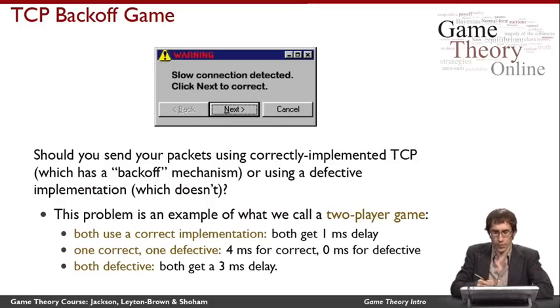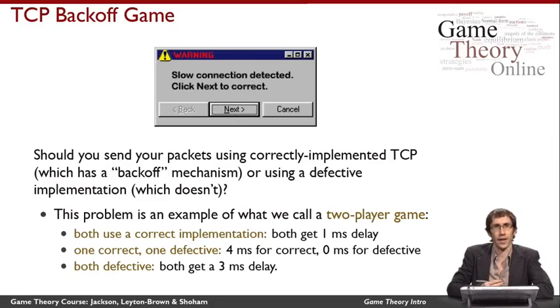So we need to say what happens in order to analyze this. Let's say that when both players use correct implementations, they both experience a delay of 1 millisecond. Let's say that if one person uses a correct implementation and the other person uses a defective one, then the person with the defective implementation manages to flood the network with packets in a way that causes the other person to back off pretty heavily, causing the person who backed off to experience a much longer delay, and the person with the defective implementation to get their packets through virtually immediately.